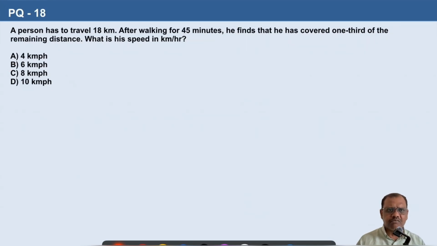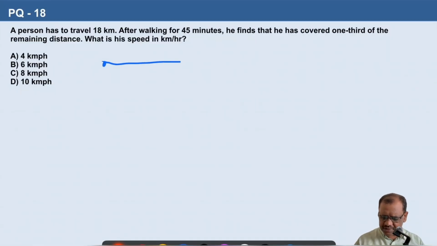Question number 18. A person has to travel 18 kilometers. After walking for 45 minutes, he finds that he has covered 1/3 of the remaining distance. What is his speed in kilometers per hour?